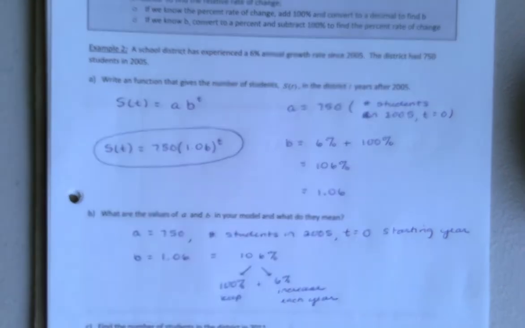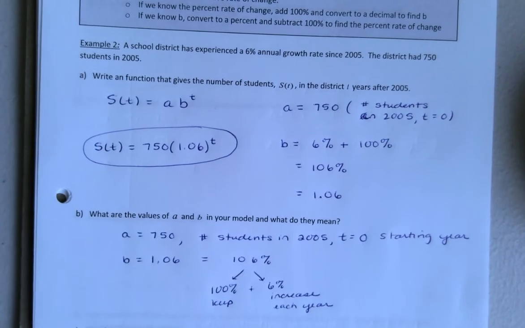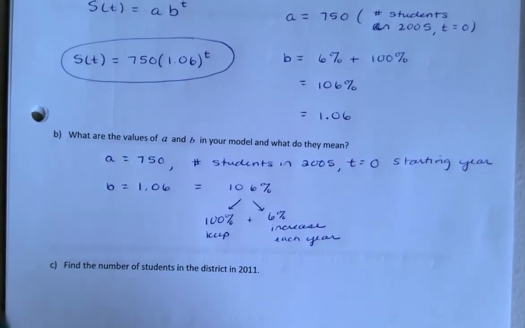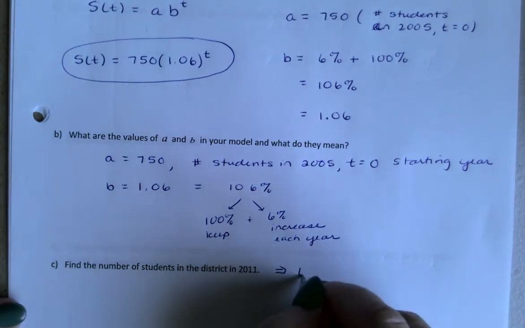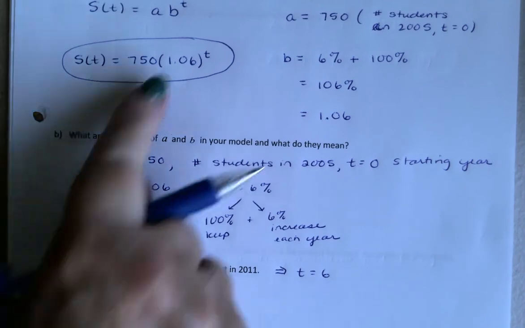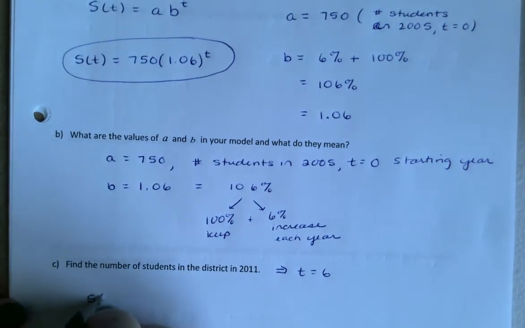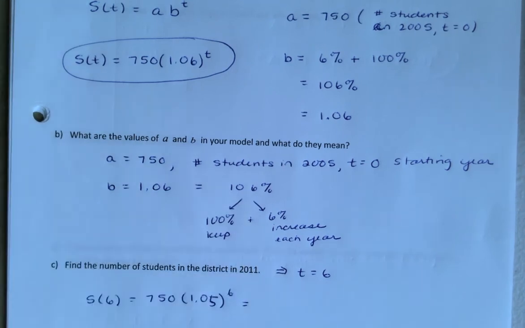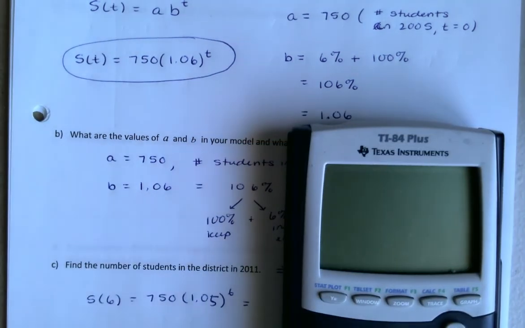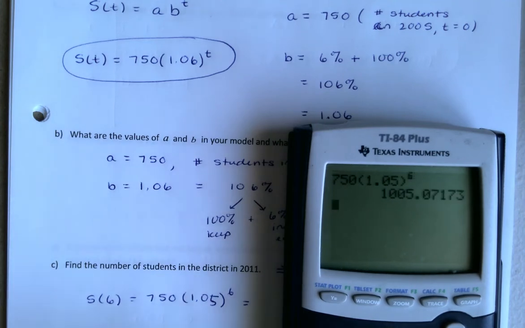All right, and then the last part of this problem, find the number of students in the district in 2011. So let's see, we started in 2005. That would be a t value of 6. And that's just a matter of plugging 6 into our function. So S of 6, we'll round off to the nearest whole number of students, would be 1005.